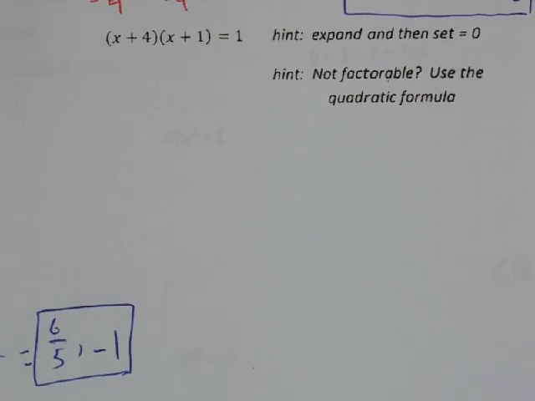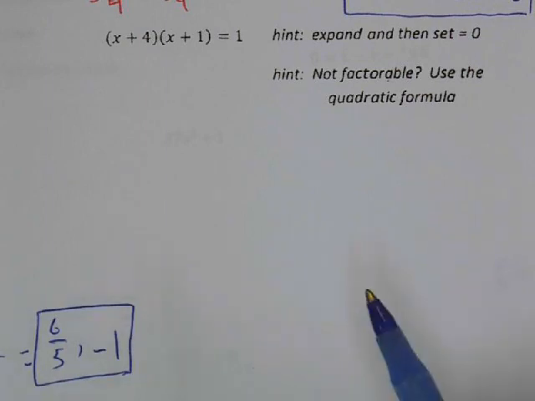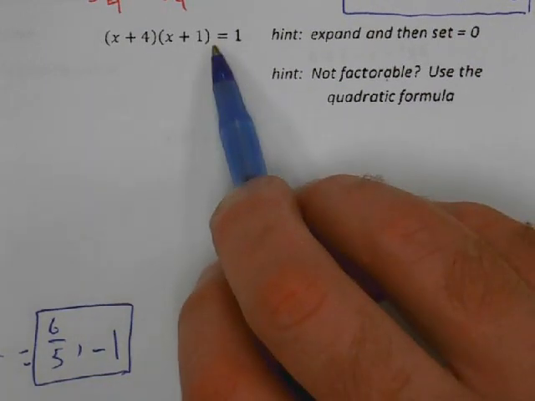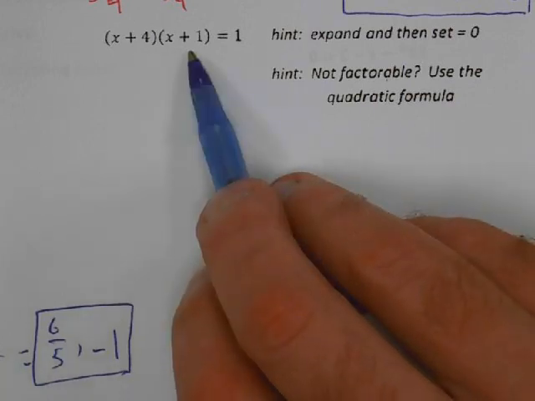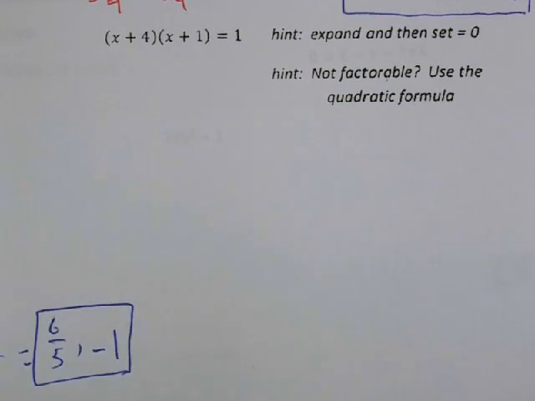Okay, now on this one, like it says, it's not set equal to 0 yet, so the first thing we got to do is set it equal to 0. Now, we also don't want to just subtract 1 next to these two factors here, so we got to do two things. We got to multiply this stuff out and then subtract 1 over. If we multiply this stuff out, we will get x squared.